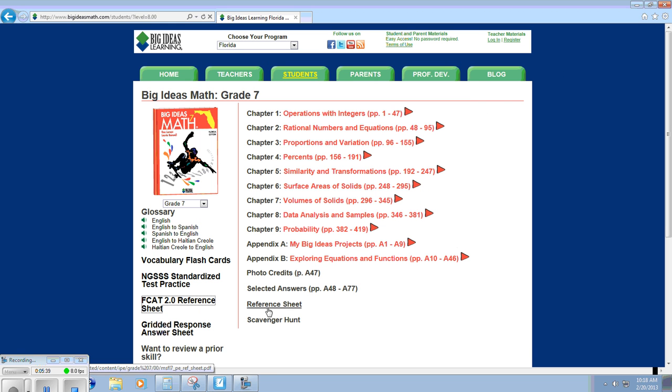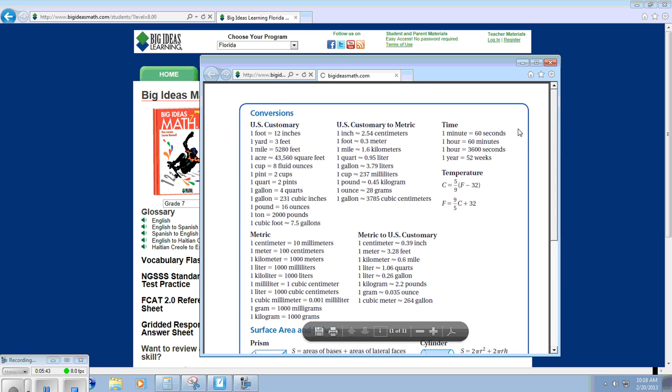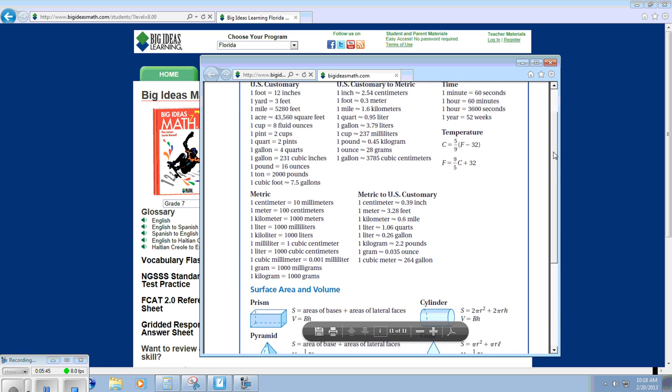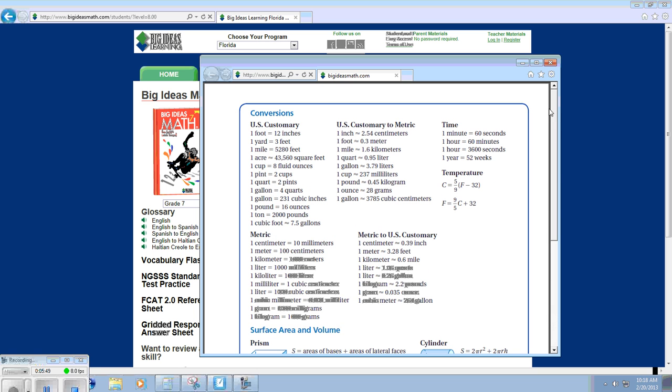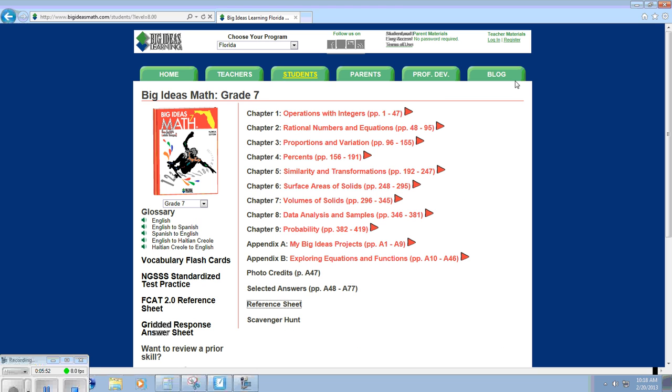Don't click here. This is the reference sheet from your textbook. This is not really the one we want. They have the formulas that will work, but they're not the same ones that you're going to have available to you on the FCAT and on my tests. So make sure that this is the reference sheet that you're printing and that you're using today.